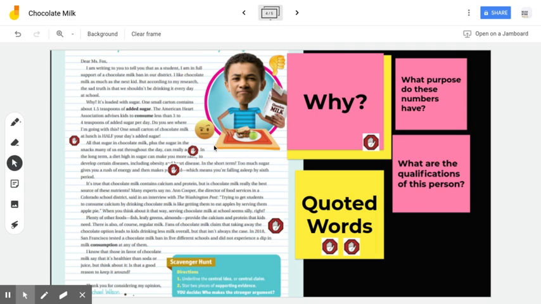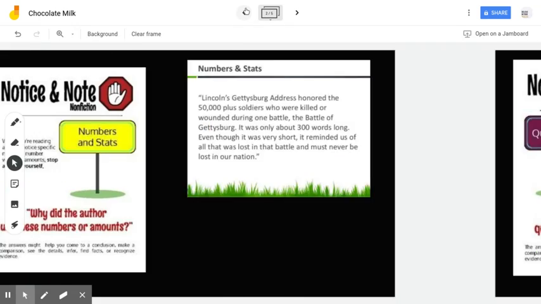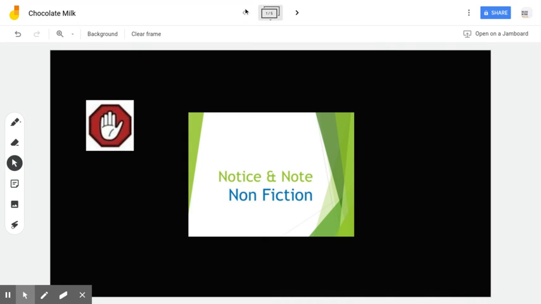So if we go back to Michael's piece, his had to show what chocolate milk was made out of and how much sugar was in it. And the qualifications was from a person who is a food director. And that's a pretty qualified person to talk about nutrition. So that is our discussion for Notice a Note nonfiction.